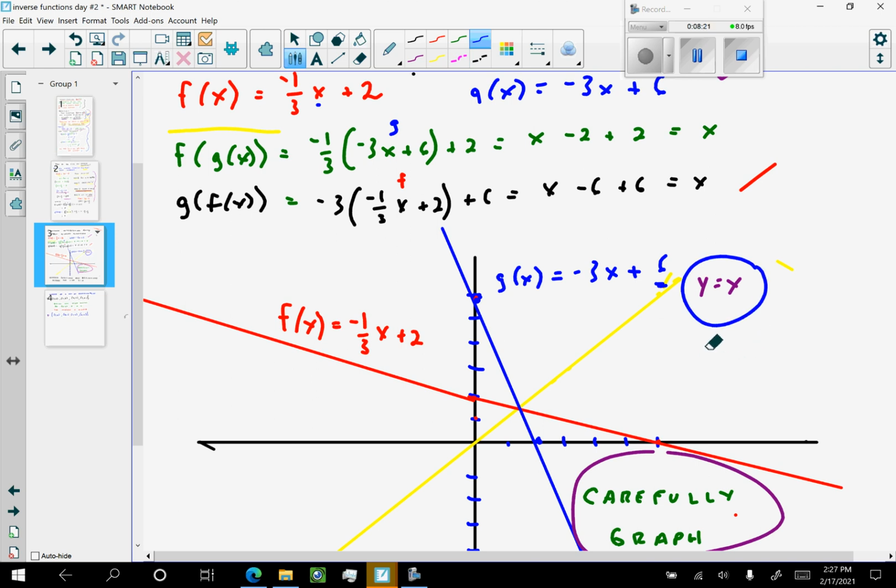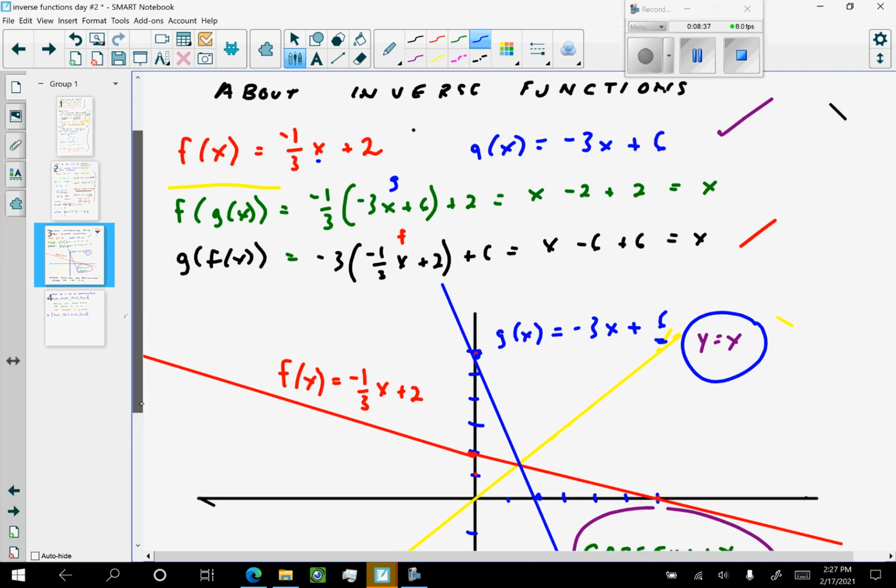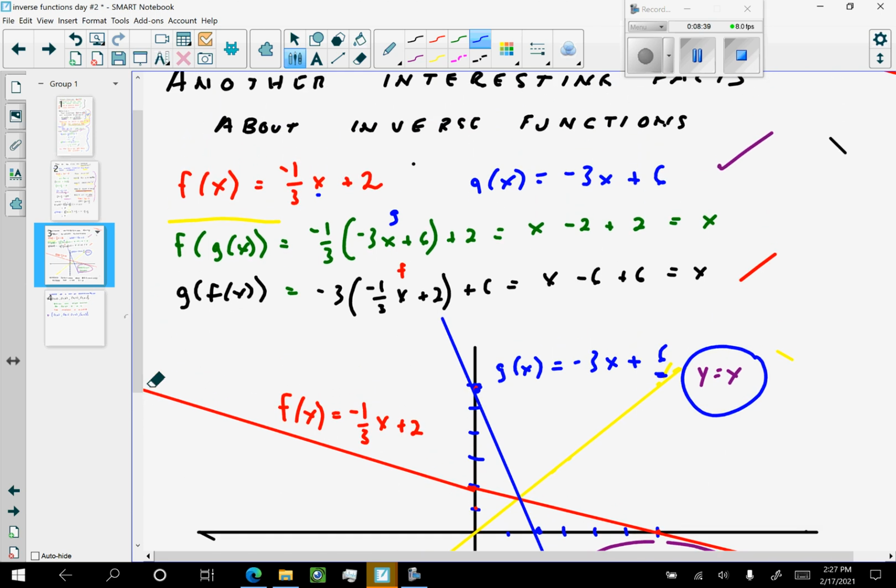That makes sense. Well, I don't know if it makes sense, but everything is connected. So this blue line, if I folded it over the yellow line, would become the red line. We're going to do that a lot down the road, and you're going to need to know how to do it with two linear functions.